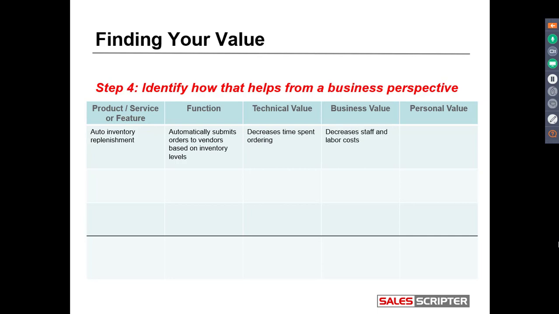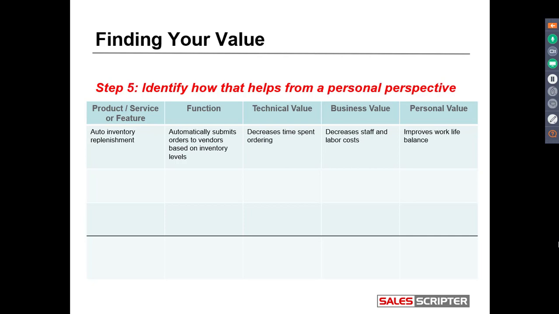So step 4 is, okay, now we have that technical benefit. What does that mean to us from a business perspective? Well, if we don't have to have someone walk up and down the aisles of the grocery store, then we don't have to pay that person to do that. So we either can do more with fewer people, or do something different with that person. But at the end of the day, we can decrease our staff and labor costs. So that's a business benefit.